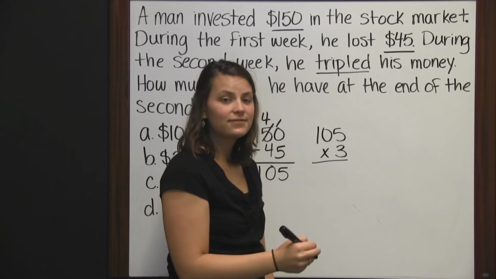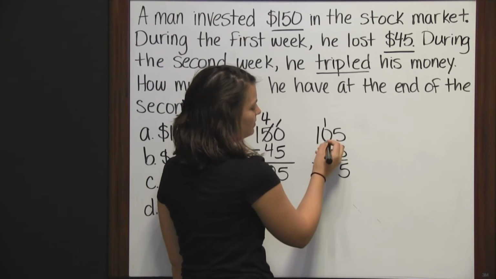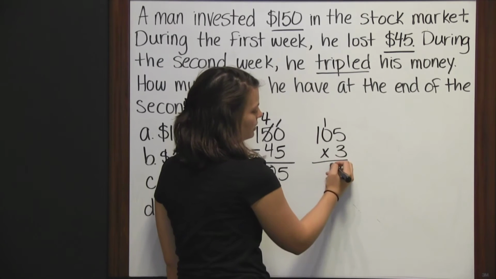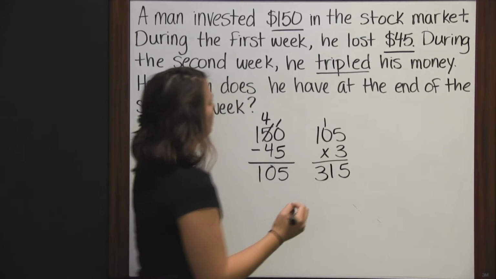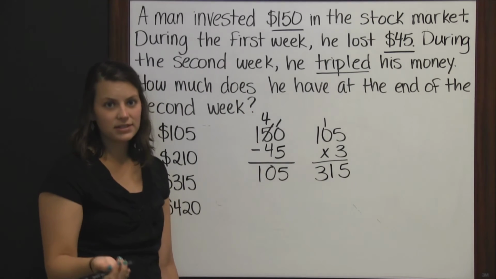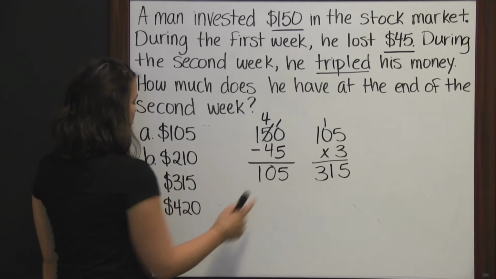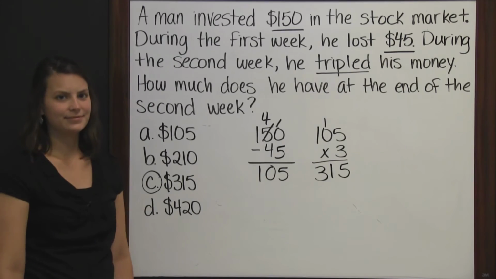3 times 5 is 15. Write the 5, carry the 1. 3 times 0 is 0, plus 1 is 1. And then 3 times 1 is 3. And that was during the second week. So how much will he have at the end of the second week? $315. Answer choice C.